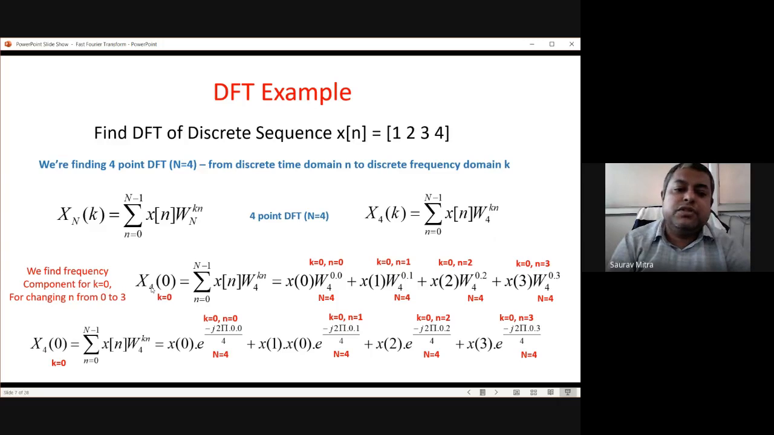Okay, I'm writing X4 0 because this 4 indicates the value of k. So that means here k is equal to 0 and n is equal to 4. So this 4 actually indicates the value of capital N, not k, I'm sorry. What you are supposed to find out? There's a formula, n from 0 to N minus 1, that is 4 minus 1, 3. So for all formulas it is n from 0 to 3, x[n] W_kn.